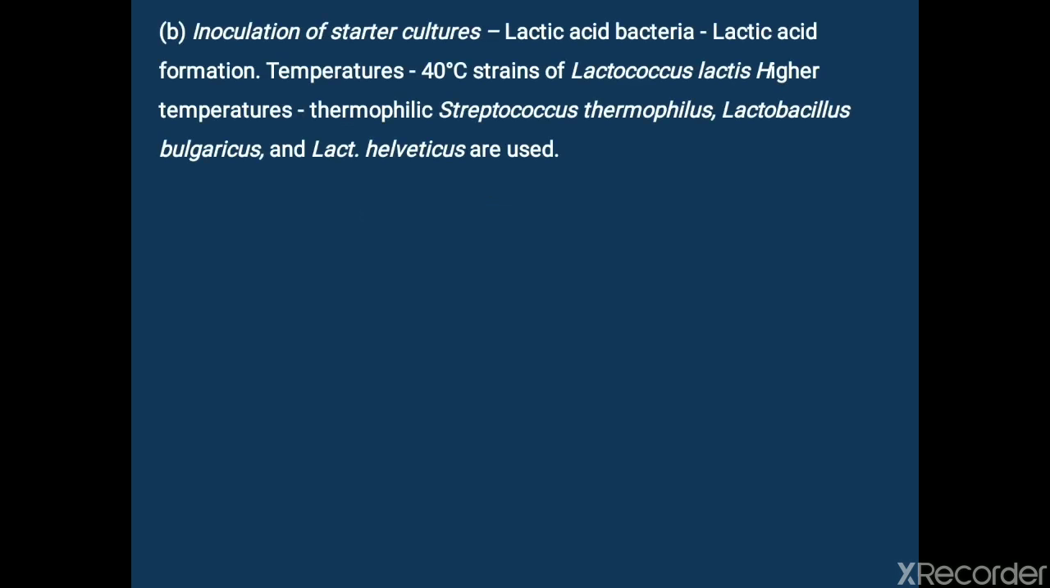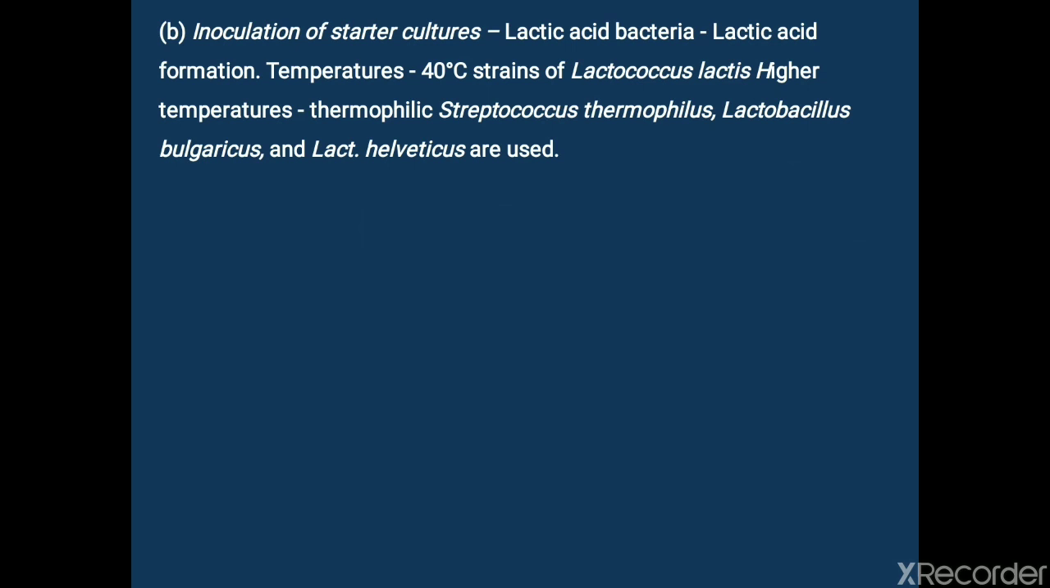Second step is inoculation of starter cultures. Starter culture bacteria utilized in this process are lactic acid bacteria, which are responsible for the production of lactic acid at a desirable temperature of 40 degrees Celsius. This temperature may vary and it is dependent on the type of lactic acid bacteria used.